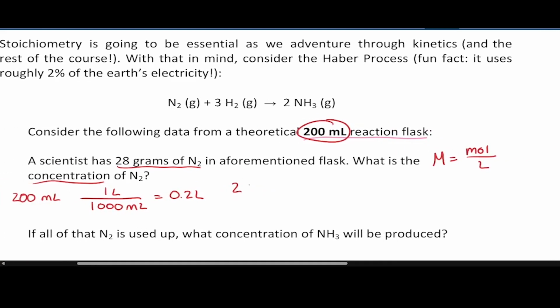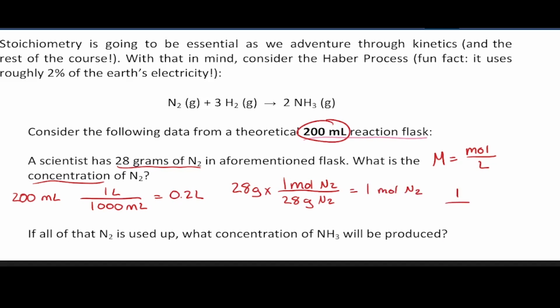Now we have to find moles. To find moles, we can take our grams and divide by the molar mass. We'll have 1 mole of N2 on top, and nitrogen is 14 grams per mole. Since we have 2 of them, this is 28 grams per mole. Now this is the molar mass, not the weight of it. And this gives us 1 mole of N2. Thus our concentration is 1 divided by 0.2, giving us a 5 molar N2 solution.